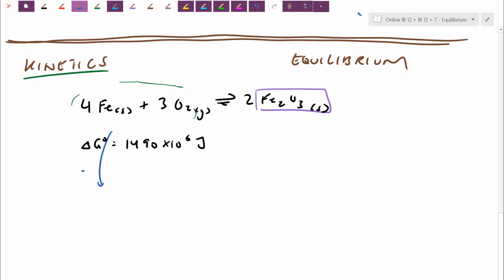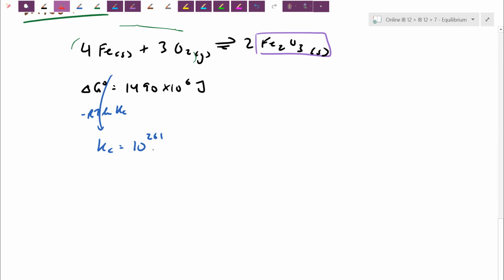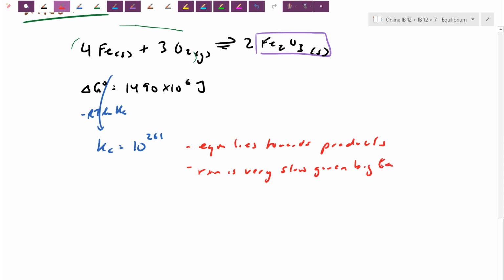They quote it as 1490 times 10 to the 6 joules. Through our negative RT ln K formula that I just mentioned, we end up getting the Kc value to be some 10 to 261. What we can conclude here is that this equilibrium constant is way larger than 1. Definitely products are favored, so the equilibrium lies towards products. And yet, separately speaking, based on our kinetics, the reaction is very slow, given, I would assume, a big Ea, a big energy barrier.